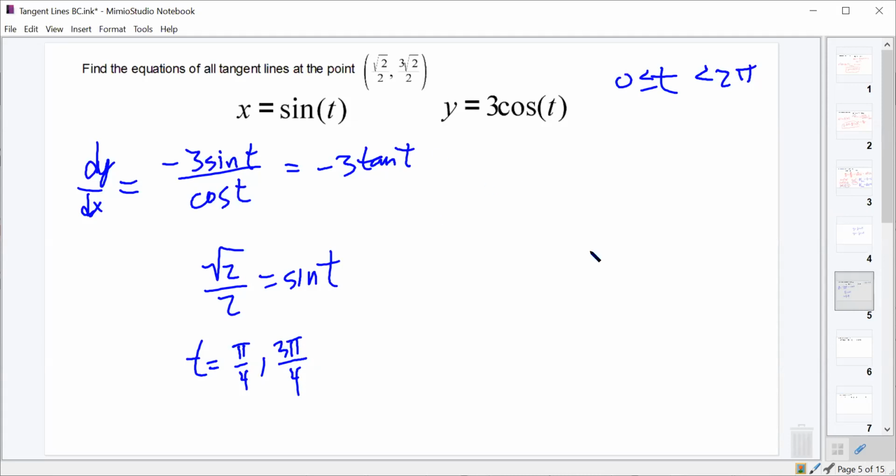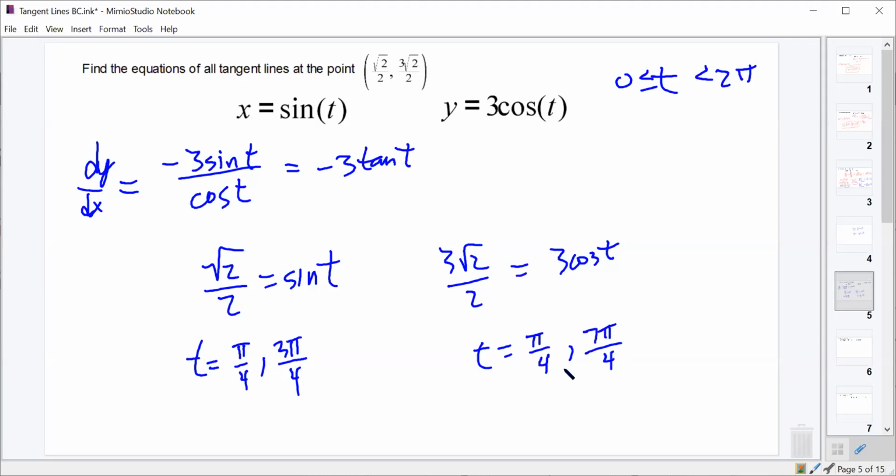What about for 3 cosine t? We got 3 root 2 over 2 equals 3 cosine t. And when does that happen? At t equals, hopefully, pi over 4 again. And this time, what's the other one? Should be in the 4th quadrant, right? When cosine equals root 2 over 2, 7 pi over 4.